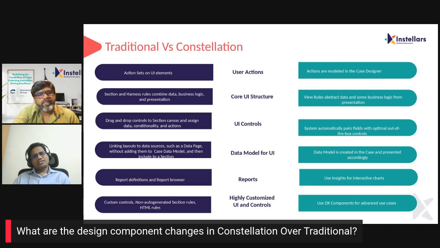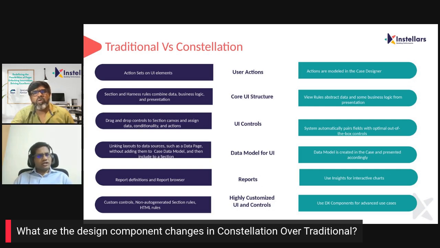The next part is about the core UI structure. In the traditional way, we used sections and harness to combine the data, business logic and presentation, everything in sections and harness. Whereas in Constellation, we use the view rules. View rules separate the data and business logic from the structured presentation template, Manju. From an advantages point of view, view rules decouple the UI from business logic, which helps make the application more modular and easier to maintain, Manju.